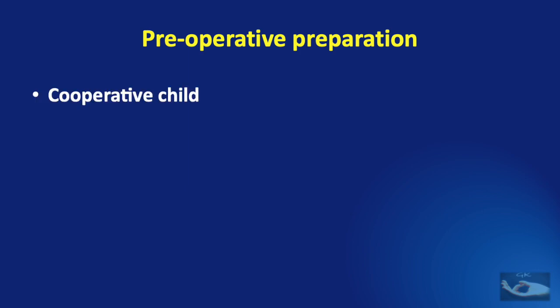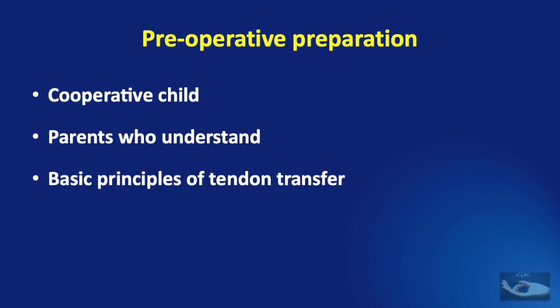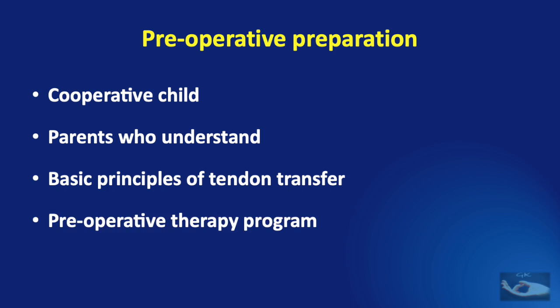The child must be cooperative, at least to a certain extent. The parents should understand the objectives of the surgery and should be willing to work hard with their children to obtain the best result possible. We also need to remember and follow the basic principles of tendon transfer, and a pre-operative therapy program to strengthen the donor muscles. We will emphasize to the parents of the children the importance of therapy.